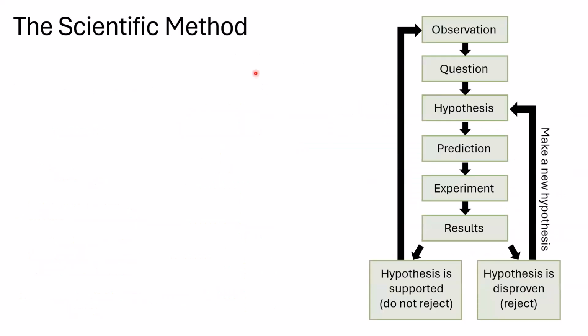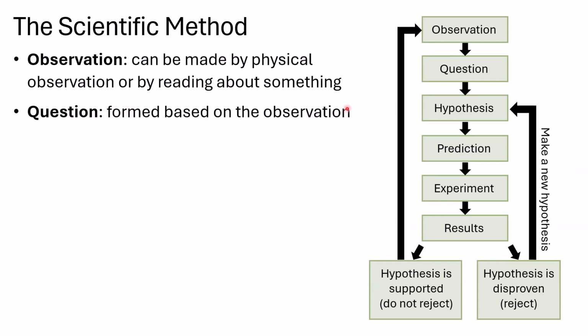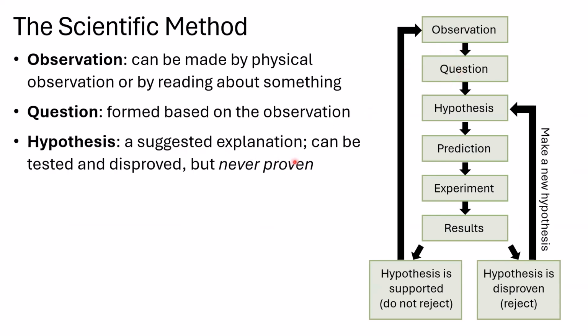Now let's talk about the scientific method. The scientific method begins with an observation. Observations can come in many forms. For example, it can be something you personally observed or an observation you made from reading. After making an observation, a question is then formed based on the observation. The hypothesis is the suggested explanation that addresses the question. You may have also heard the hypothesis being defined as an educated guess.